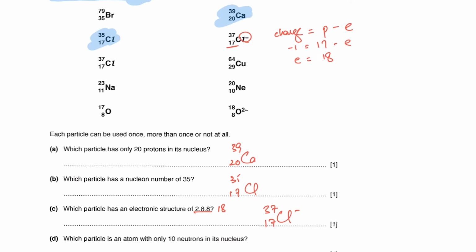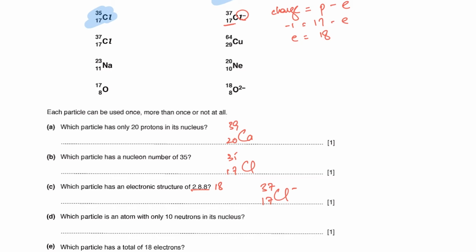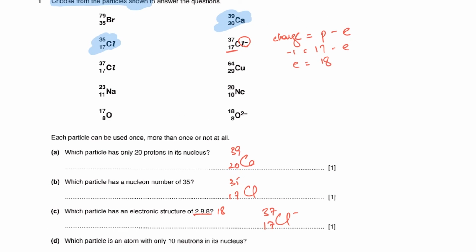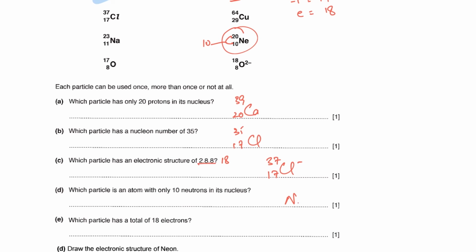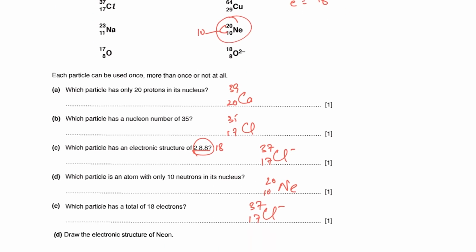And I'm stressing that. Which particle is an atom with only 10 neutrons? You're looking for the difference between the proton number and the nucleon number. If you look in the options, this is neon because the difference in these two is 10. 20 minus 10 is neon. So we'll just copy that one, neon with 10 and 20 as they've shown. Which particle has a total of 18 electrons? That is no different from this one, so you can copy that answer if you want to, because there's no other one right now that has 18 electrons.